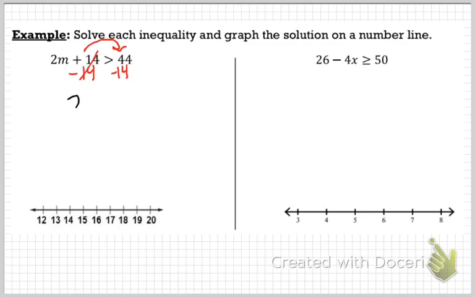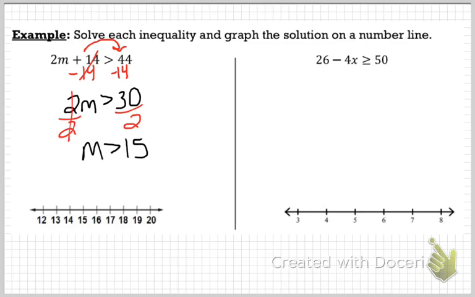Subtracting it over, we move down the 2m. We bring down the inequality. 44 minus 14 is 30. The next step, well, divide by 2. Divide by 2, and we get that m is greater than 15.